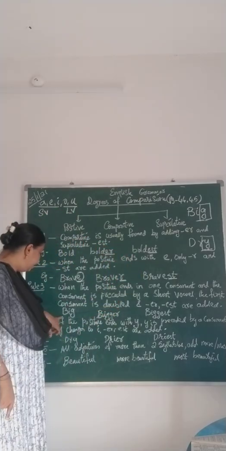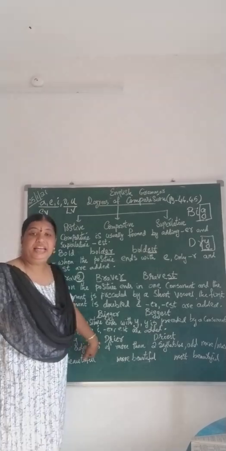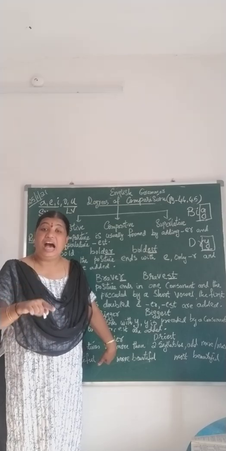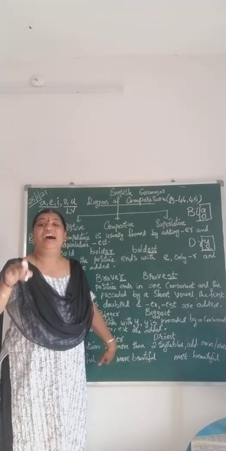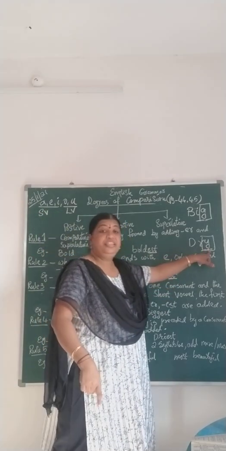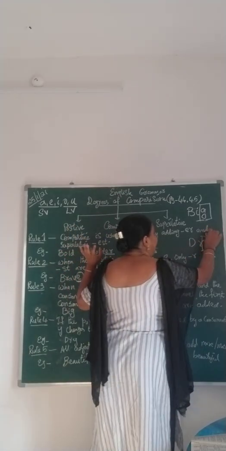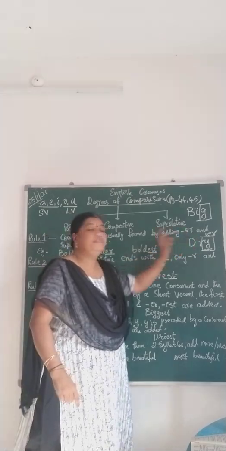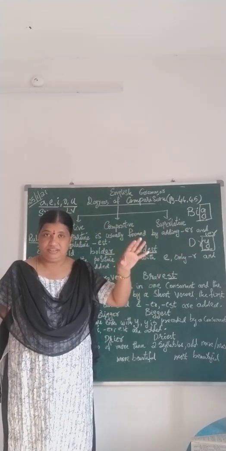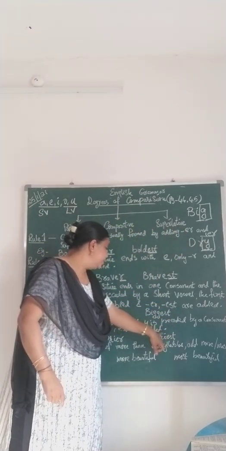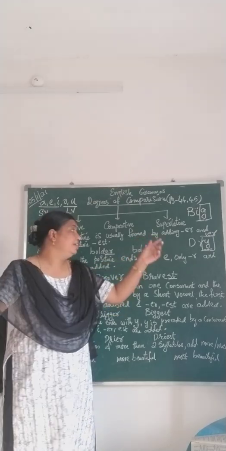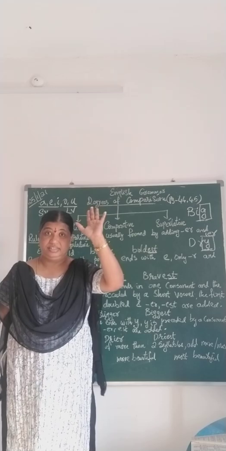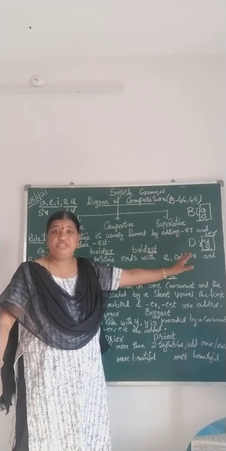Understood? Now, dry. The spelling is D-R-Y. Dryer, D-R-I-E-R. Y is changing to I, and to this I you are adding E-R. So the word becomes dryer. And the superlative is driest, D-R-I-E-S-T. Driest. Okay? Understood now, children?